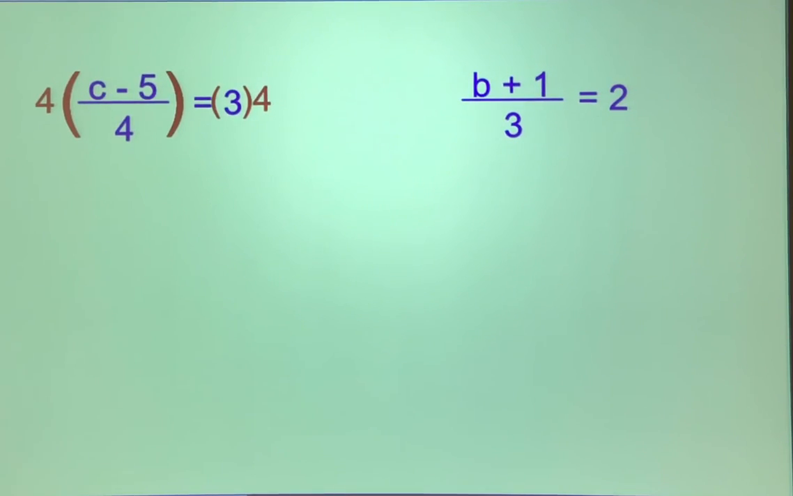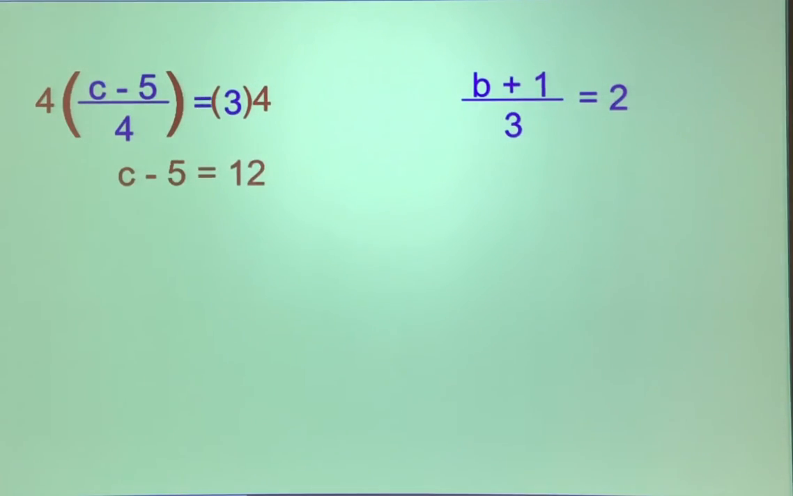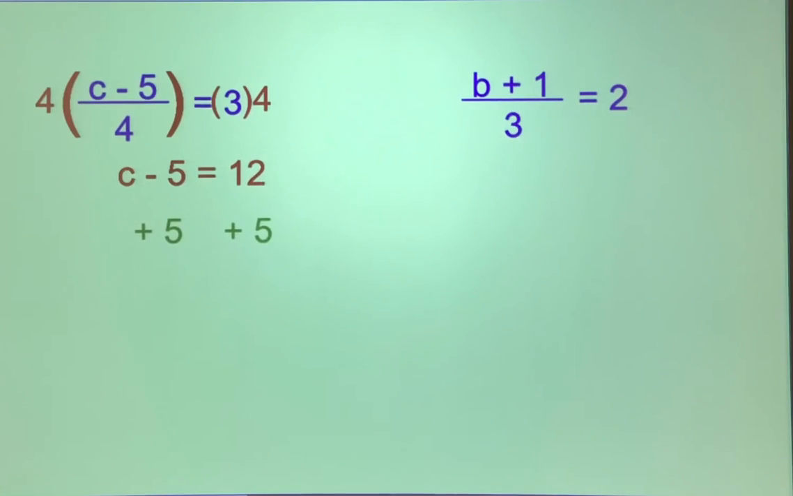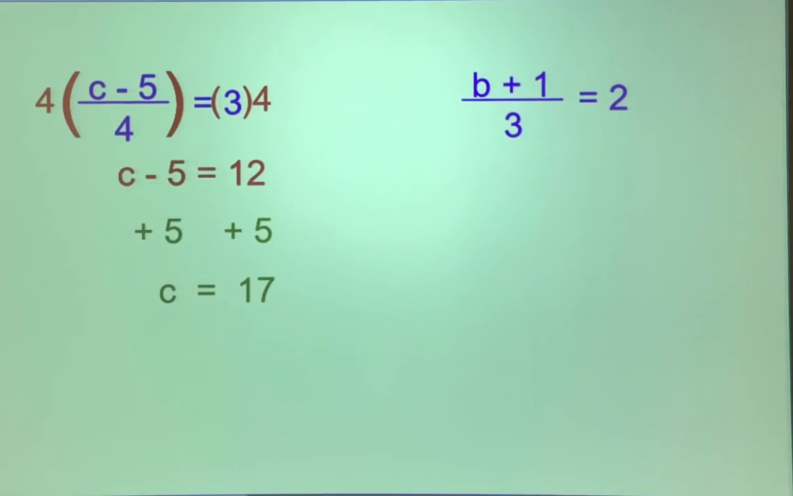When we do so, these 4's will cancel out, and it will leave us with c minus 5 is equal to 12. Now the only thing they're doing to c is subtracting 5. To undo that, we're going to add 5 to both sides of the equation. When we do so, subtract 5, add 5, nothing really took place, so c is isolated. And our solution would be c is equal to 17.